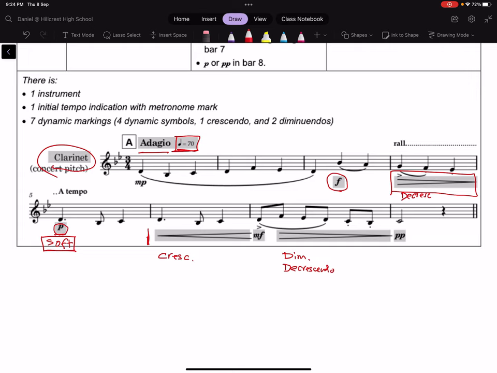Remember, you get 30 seconds. Here is section A for the second time.